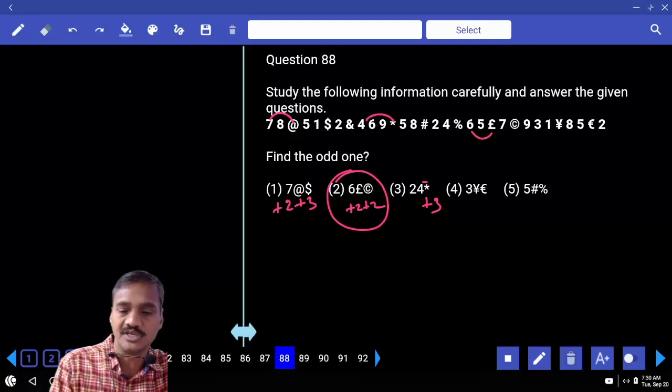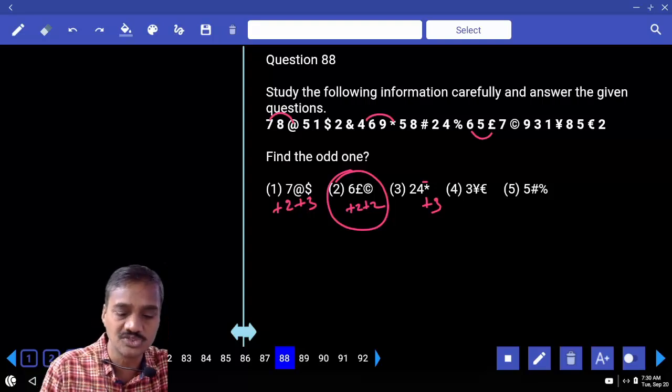Choice 2. Except choice 2, in the remaining, the difference between the elements is 2, 3, 2, 3, 2, 3. Here it is 2 and 2.